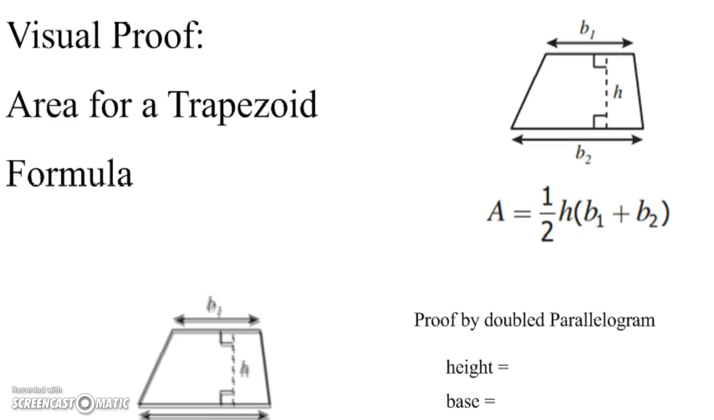Hello, today we're going to prove the area of a trapezoid by looking at the formula: A for area equals 1/2 h, the height of the trapezoid, times base 1 plus base 2. The first thing we need to note is that we have only one set of parallel lines, the two bases, and the two legs have to have different slopes. And the height is the distance between base 1 and base 2.